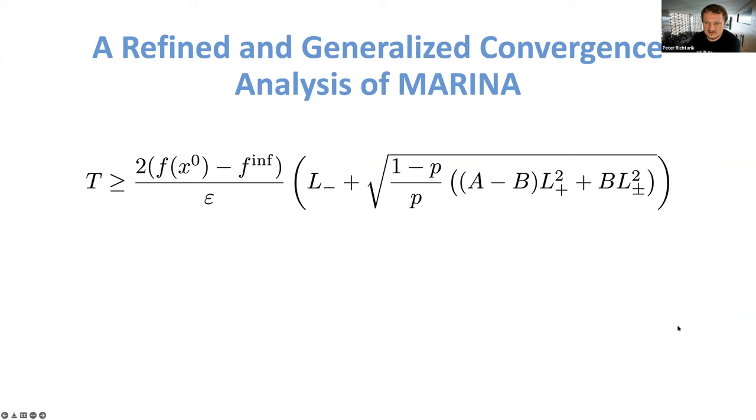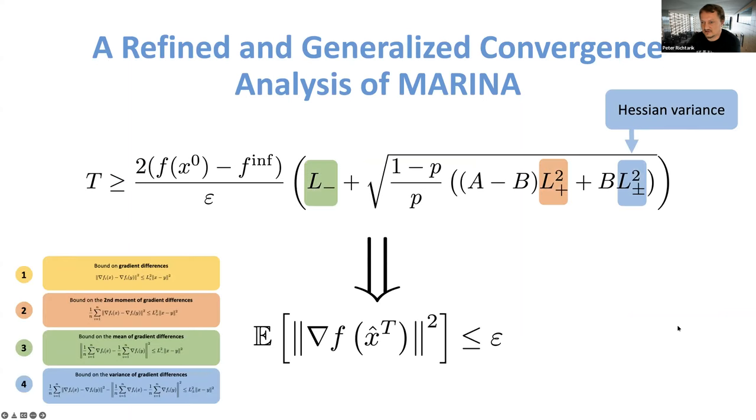And because of that, in the theorem, we have all of these three constants: L minus, L plus, and L plus minus. And notice what happens here in the rate. But first of all, let me just explain what this rate means.